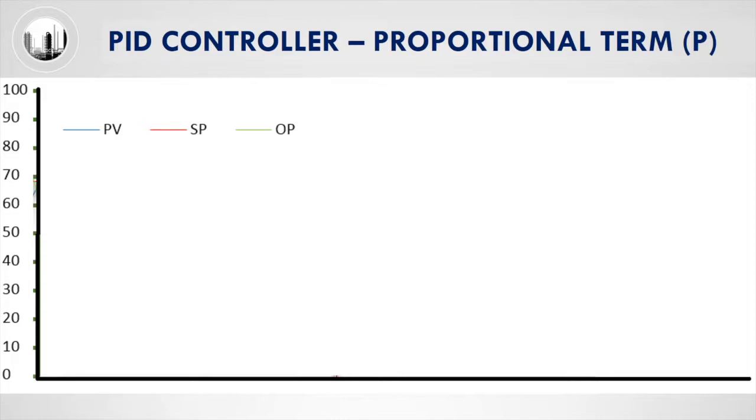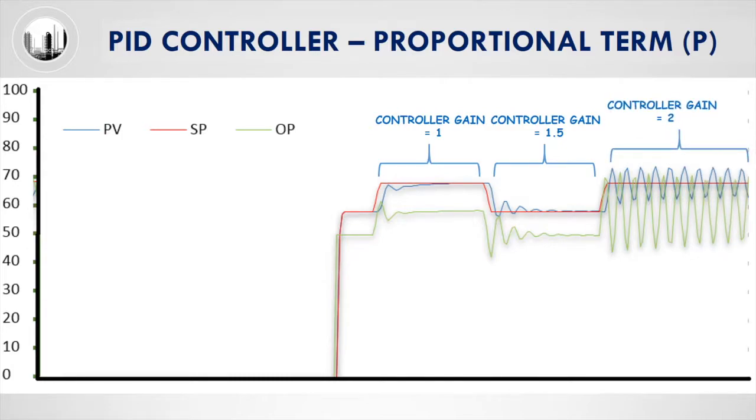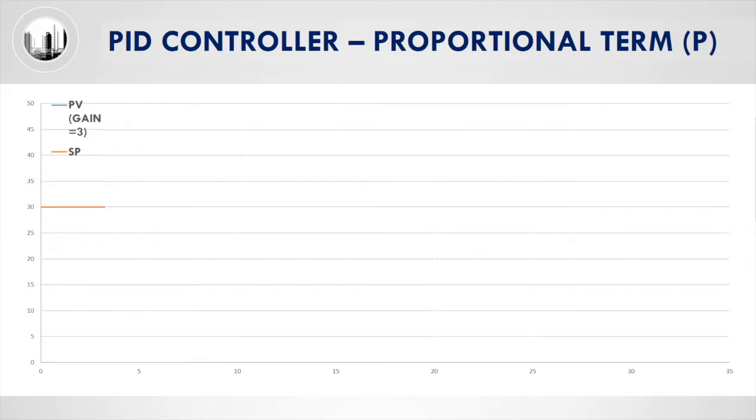Let us observe the process behavior in an actual process controller when we vary the controller gain. In this example, when the controller gain is 1, the process variable PV takes a long time to achieve the set point. When we increase the controller gain to 1.5, the process variable PV reacts faster and achieves the set point faster. Increasing the controller gain too much will cause unnecessary process instability. In this case, when we increase the controller gain to 2, oscillation starts to occur. This is an undesired condition.